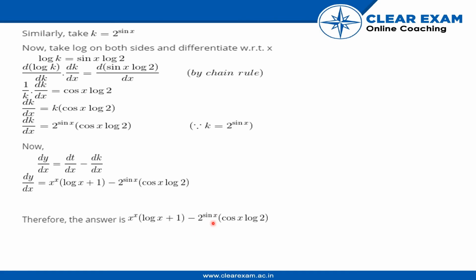Now, since we supposed x to the power x is t and 2 to the power sin x is k, y is equal to t minus k. Hence, differentiating with respect to x on both the sides, we get dy by dx equals dt by dx minus dk by dx. Replacing the values of dt by dx and dk by dx in this equation, we get dy by dx equals x to the power x into log x plus 1 minus 2 to the power sin x into cos x log 2, which is the final answer.